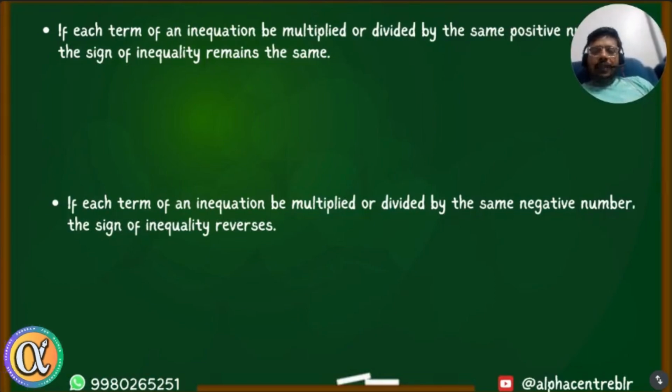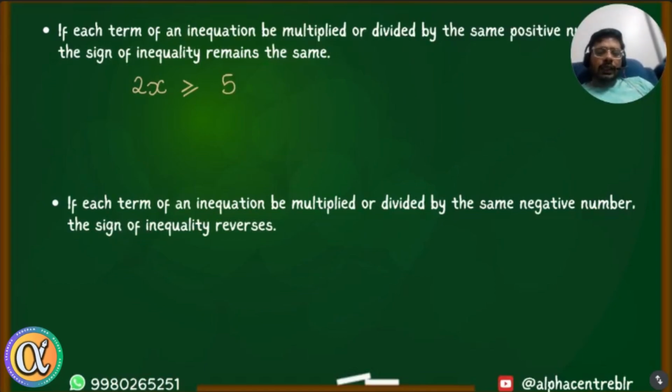If each term of an inequation is multiplied or divided by the same positive number, the sign of inequality remains the same. For example, if we have an inequality like this, 2x is greater than or equal to 5.